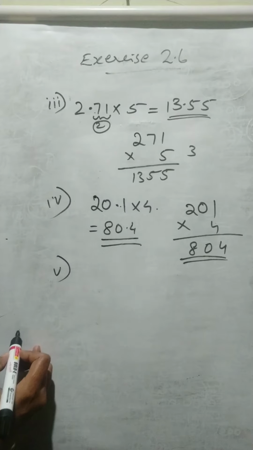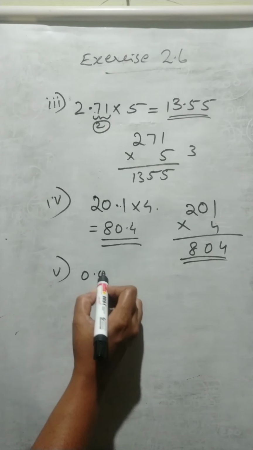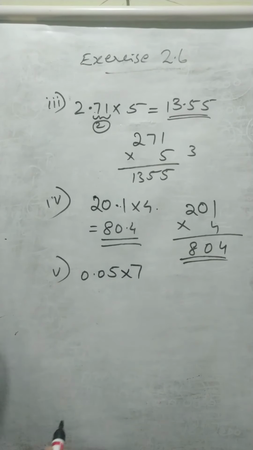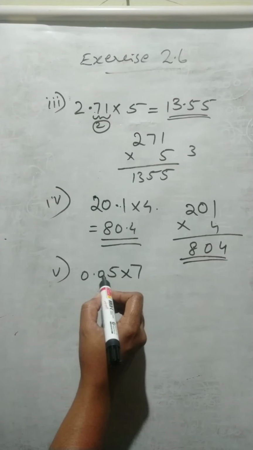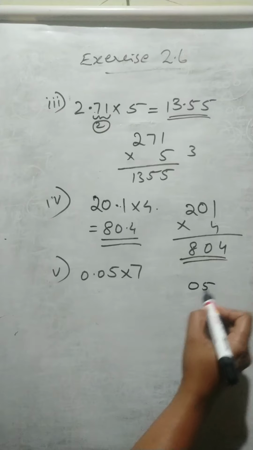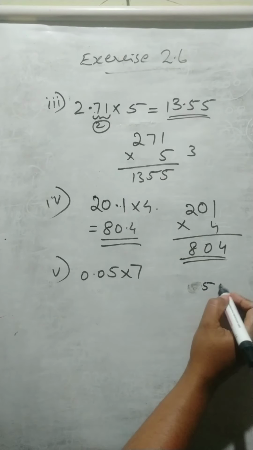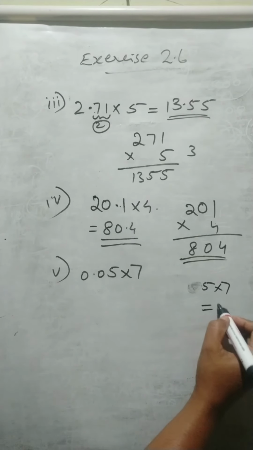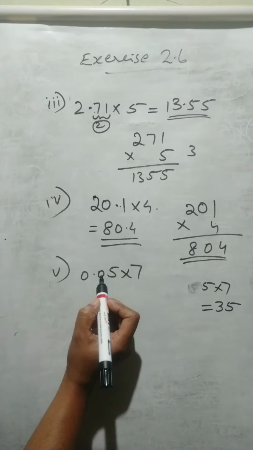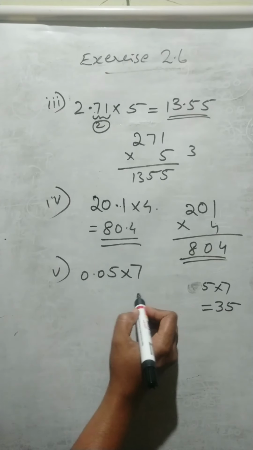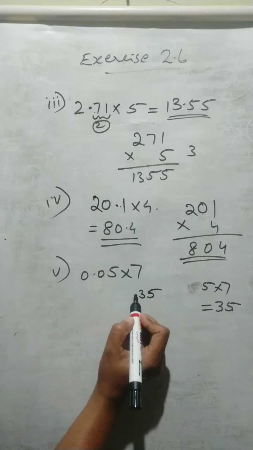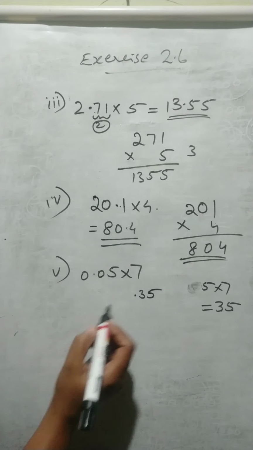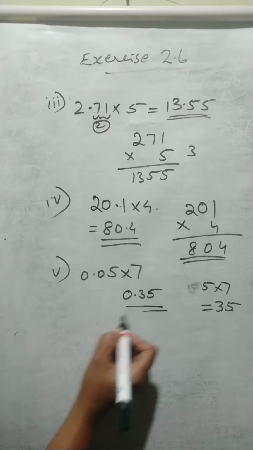Then the fifth question is 0.05 multiplied by 7. First we multiply the numbers. 5 times 7 is equal to 35. Total 2 decimal digits are there. So we can write 1, 2. That means before the 3 we have to keep the decimal point. So we can write 0.35.